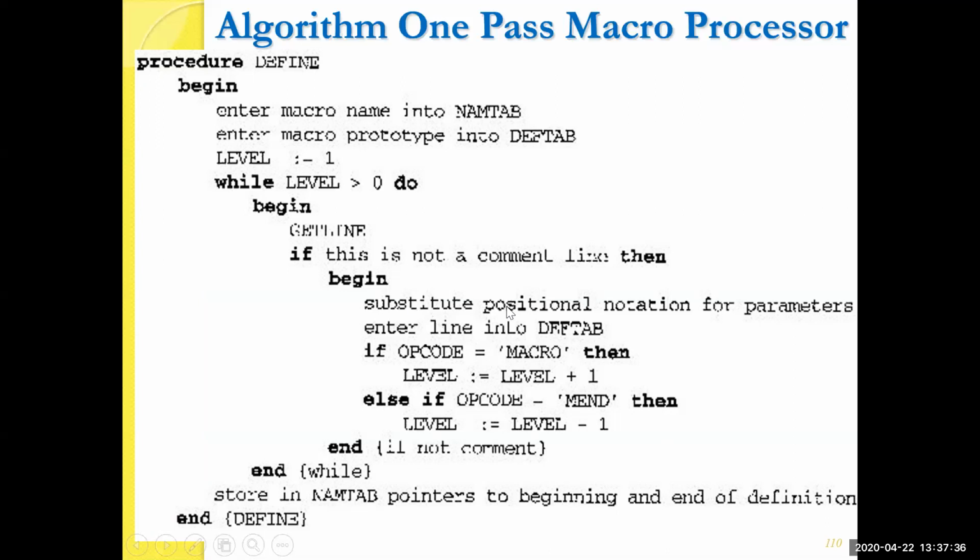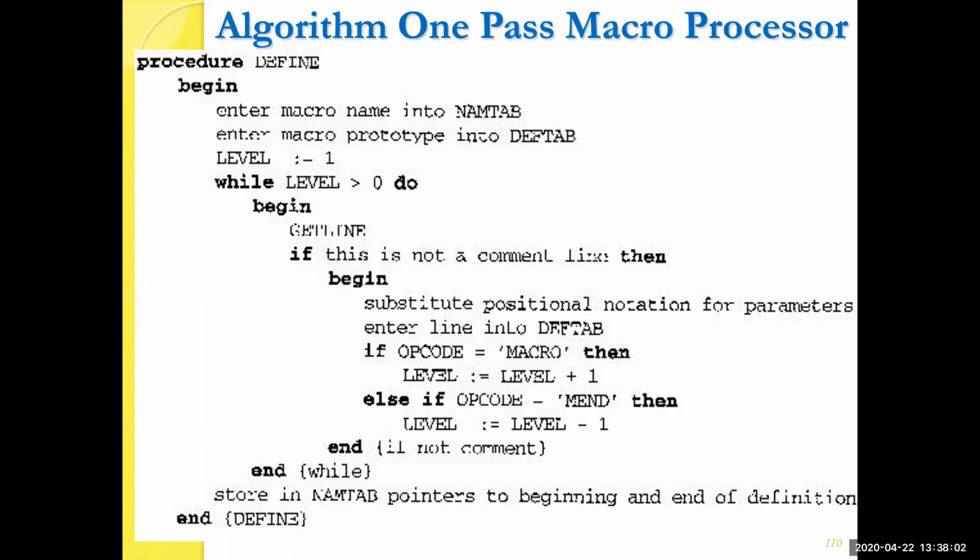So whenever a line is entered, it also examines if the currently fetched line is again a macro definition identified by the macro directive MACRO. So if the opcode is MACRO, it increments the level by 1. And if the opcode is MEND, it decrements the level by 1.